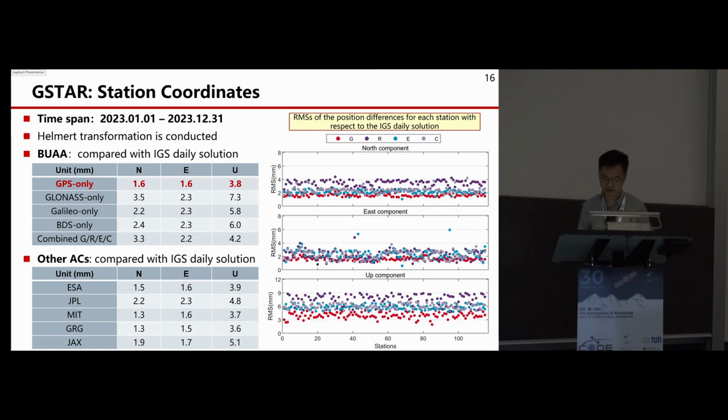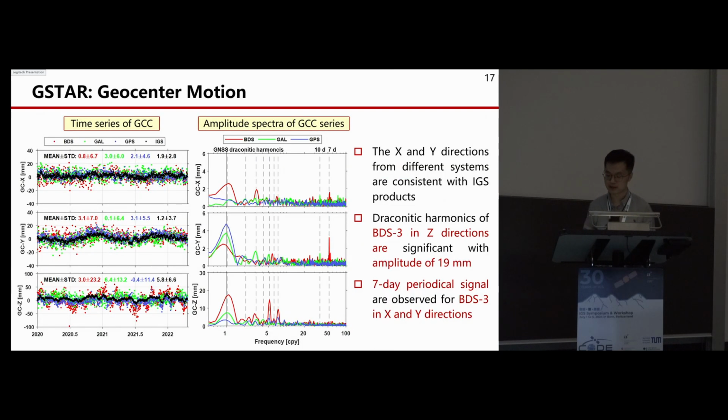This is the station coordinate result. Our results are compared to the IGS daily solution. Helmert transformation is conducted to eliminate the frame differences of different solutions. We can see that a horizontal accuracy of less than 2 millimeters and an up-direction accuracy of less than 4 millimeters can be achieved in the GPS-only solution by the GSTAR. This is at the same level as other AC solutions. For Galileo-only and BeiDou-only solutions, a horizontal accuracy of less than 3 millimeters and an up-direction accuracy of less than 6 millimeters are obtained. This is the geocenter result.